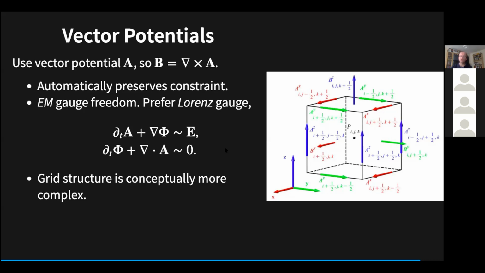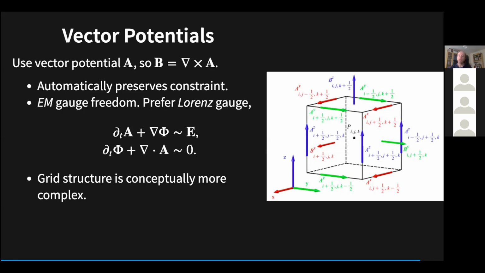So at the continuum level, the vector potential is not unique. You can add the gradient of any scalar field to the vector potential and return the same magnetic and electric fields. So this means that there's gauge freedom in the choices of how you evolve the vector potential. And currently the preference is for something like the Lorentz gauge, where you're evolving the vector and scalar potentials, essentially driven by the electric field.